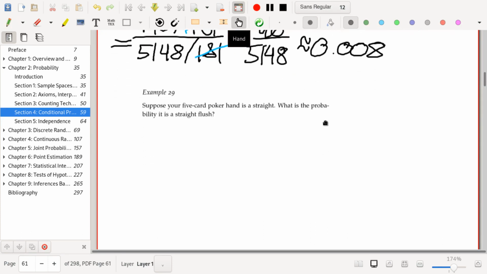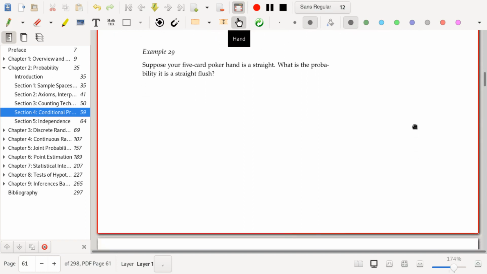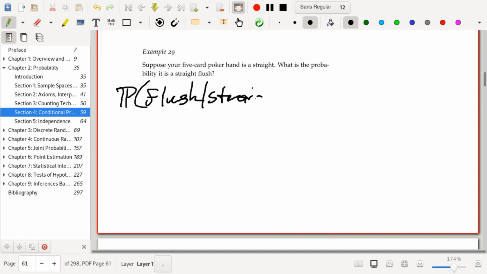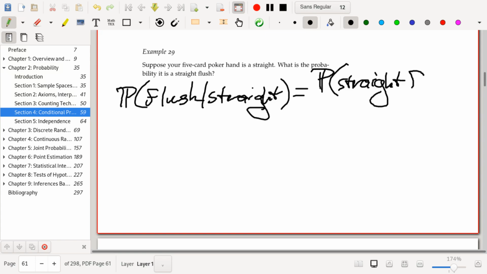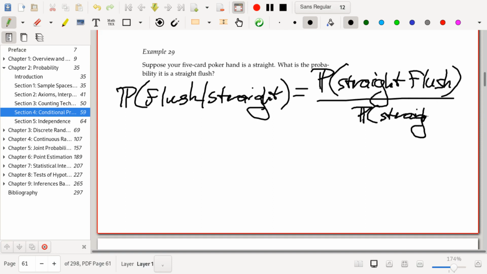Okay, next up, suppose your 5-card hand is a straight. What then would be the probability that it's a straight flush? So we're going to have the probability of a flush given a straight, and that is going to equal the probability of a straight flush divided by the probability of a straight. All of the calculations from the previous part apply, except the denominator now is going to be different.